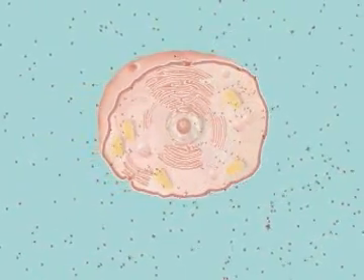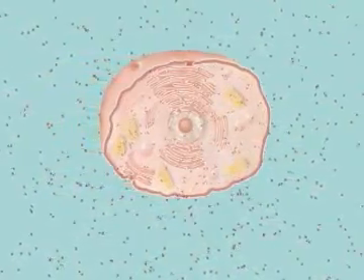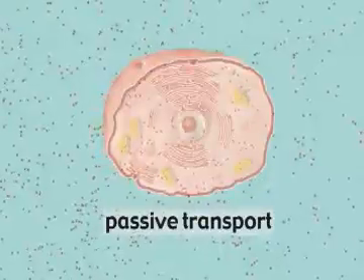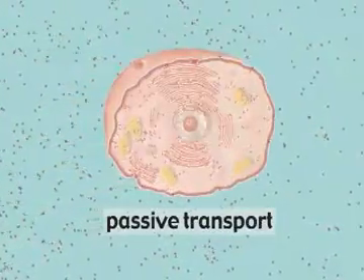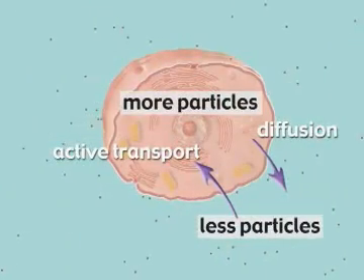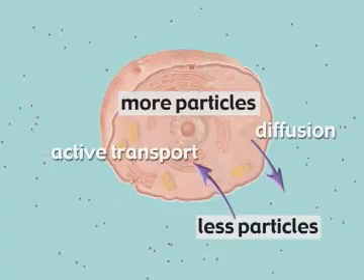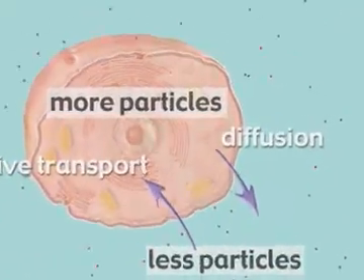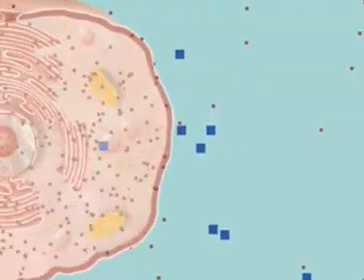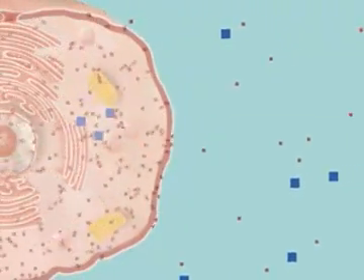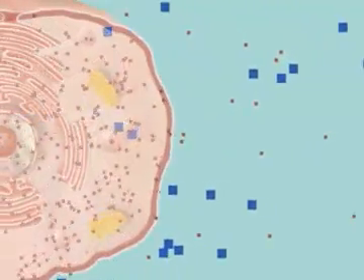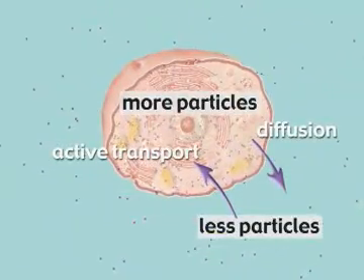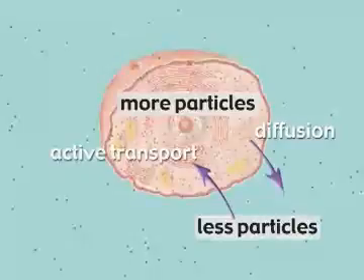Diffusion itself doesn't need energy from the cell for movement. This energy-free movement of materials is called passive transport. Active transport is the movement of materials against the usual flow of diffusion or when materials are particularly large. Active transport requires energy. Not all materials a cell needs are small enough to simply diffuse into the cell. Cells often need more of a substance than they can get through diffusion.